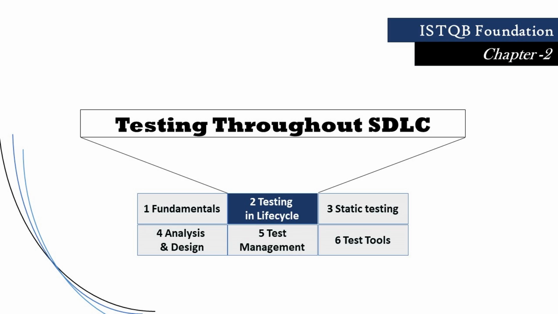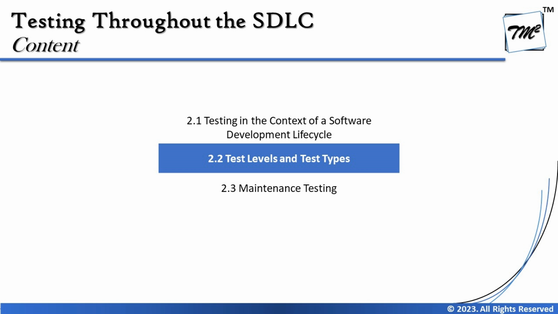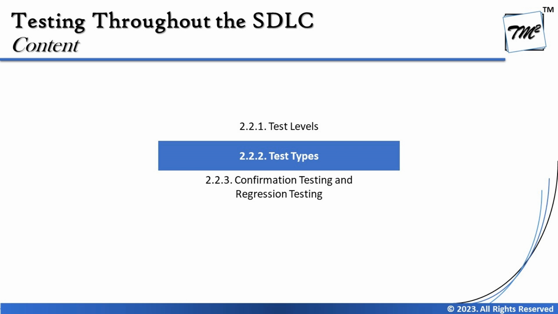We are in chapter 2 talking about testing throughout the software development lifecycle, and continuing ahead with our same segment, that is 2.2 test levels and test types. As a part of today's tutorial, we'll be jumping on to the next segment, which is 2.2.2, that is test types. And here we'll be understanding a lot of interesting facts and figures about testing. So let's look into that.